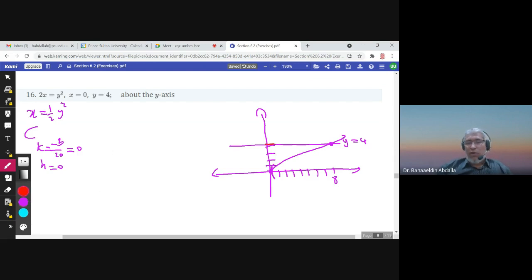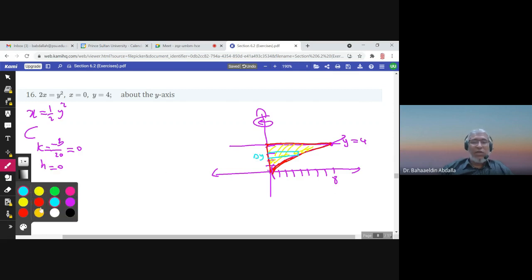Okay. So where is the region now bounded by all of these things? Y equals 4, the curve 2x equals y squared, and x equals 0. So it is this region. We will rotate this region about the y-axis. So we take a horizontal rectangle with delta y.